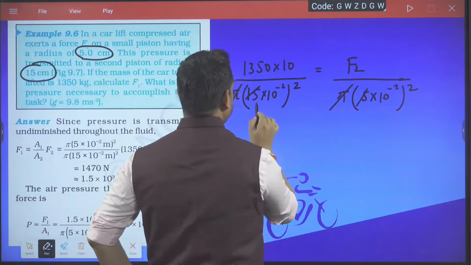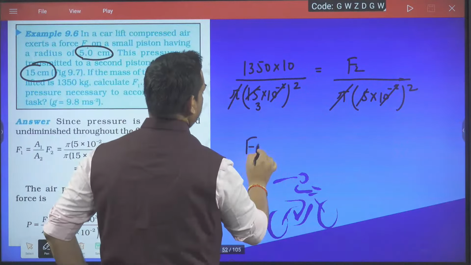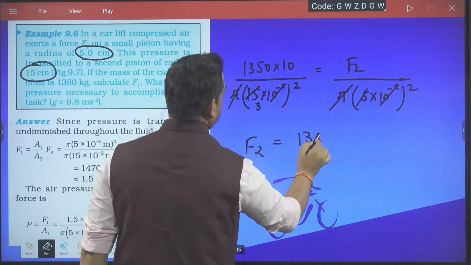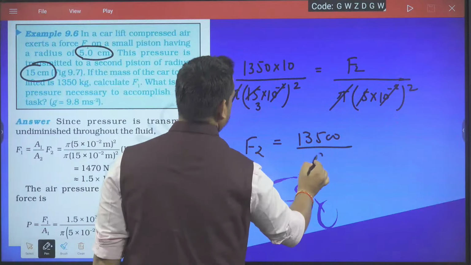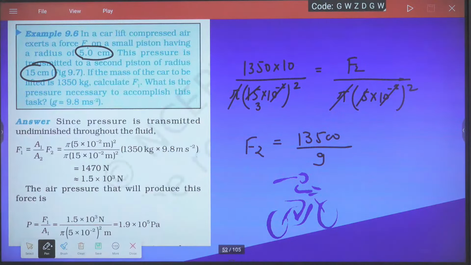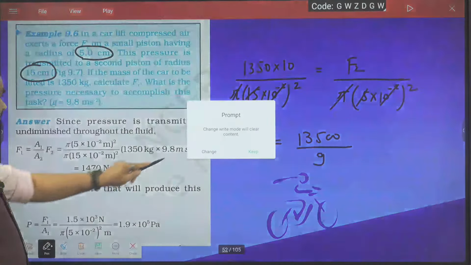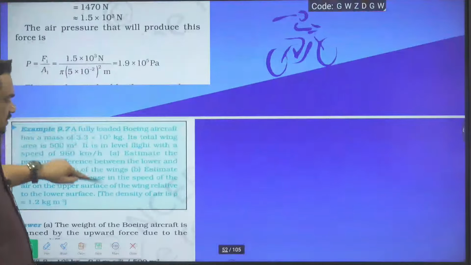This 5 becomes 3. 10 power minus 2 will be cancelled. So it becomes F2 equal to 13500 divided by 9. This much is the force required here. Clear? We can just divide, same answer coming here.